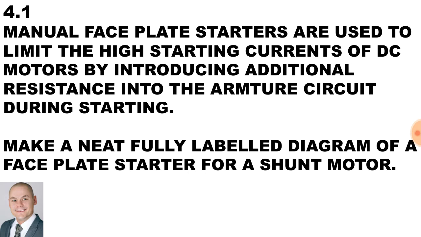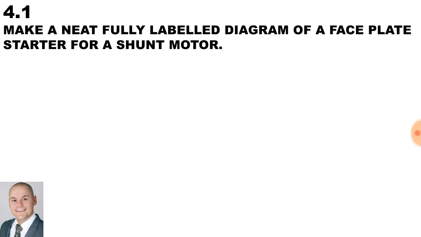Question 4.1. A manual faceplate starter is used to limit the high starting currents of DC motors by introducing additional resistance in the armature circuit during starting. Make a neat, fully labeled diagram of a faceplate starter for a shunt motor.